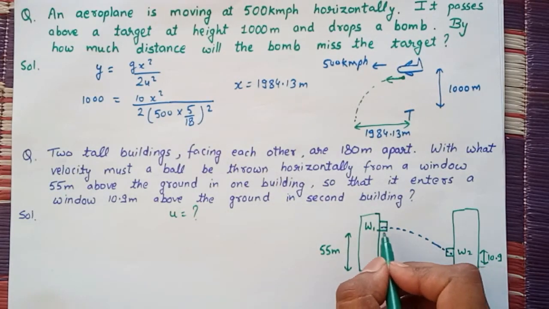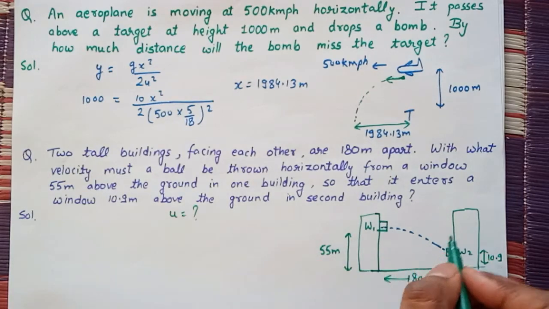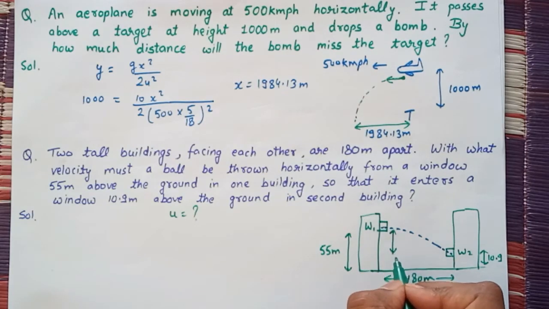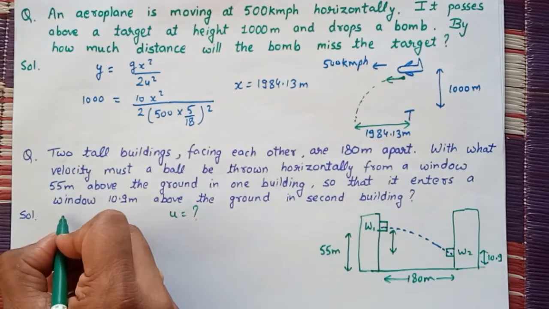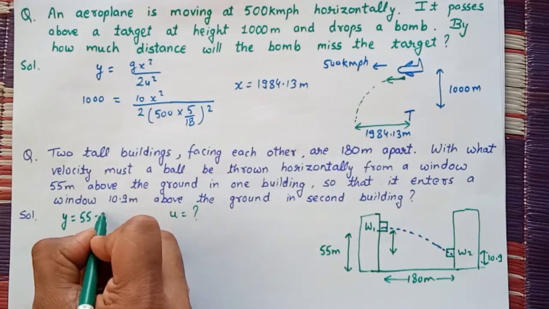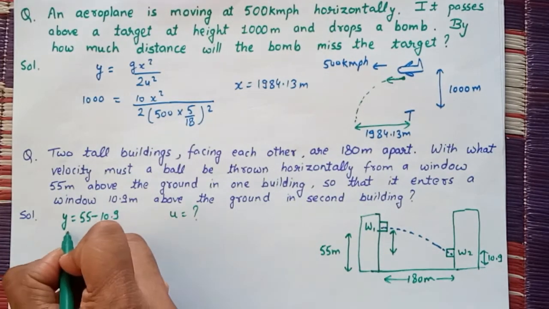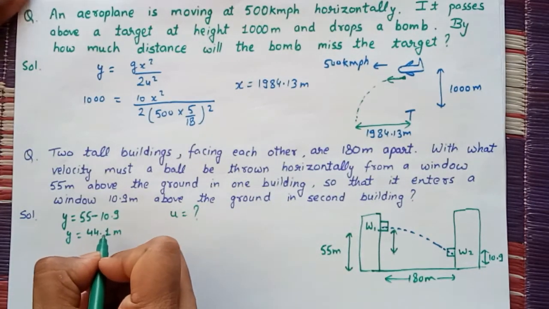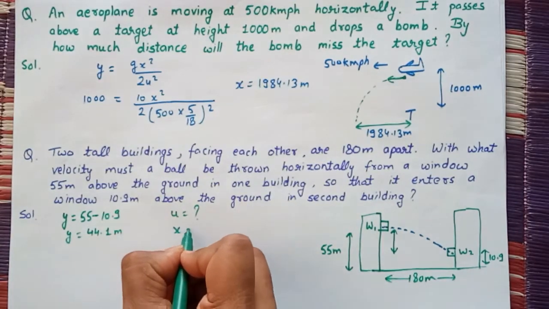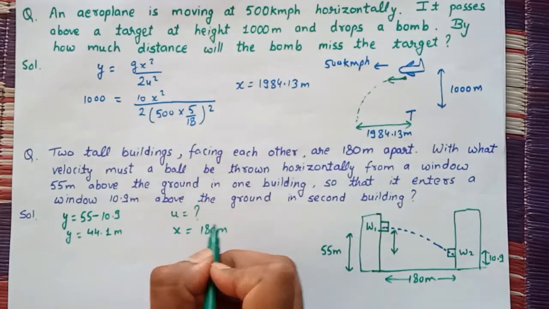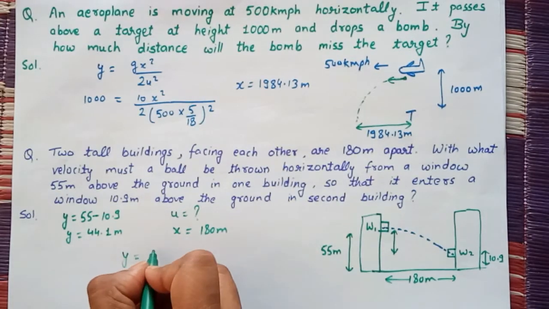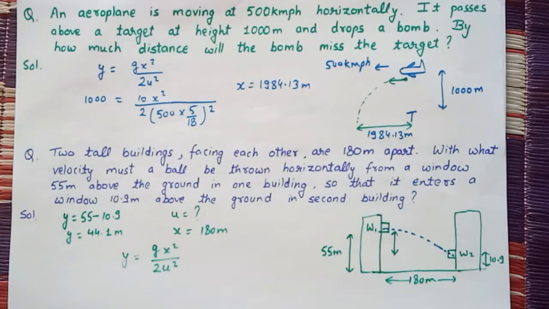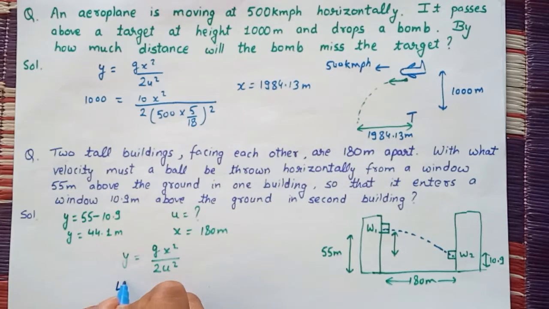Now again, this is the case for horizontal projection, and what is the distance? This distance has to be covered vertically, that is 55 minus 10.9. So the value of y is 55 minus 10.9. It will be equal to 44.1 meter. Similarly, the horizontal distance is 180 meter. Again, applying the equation, that is y is equal to g x square upon 2u square. That is the equation of trajectory.